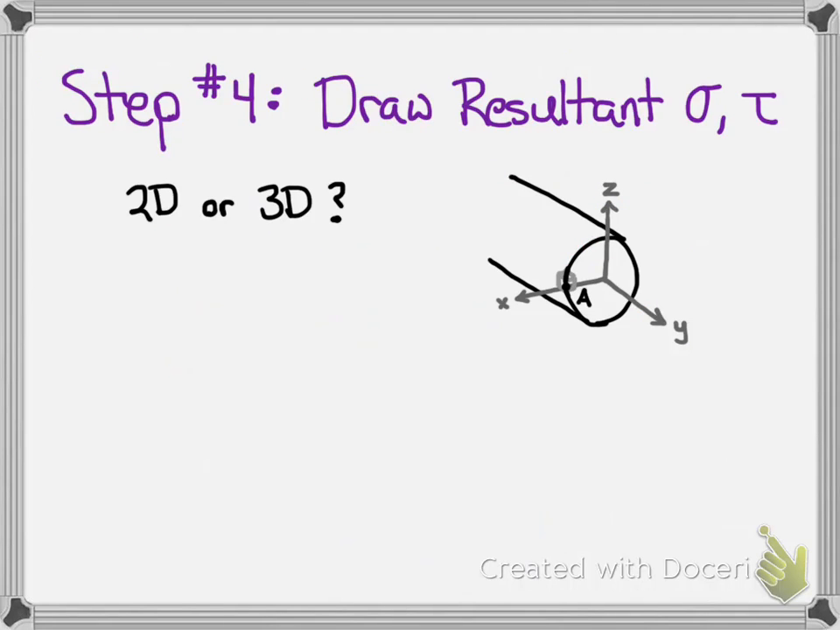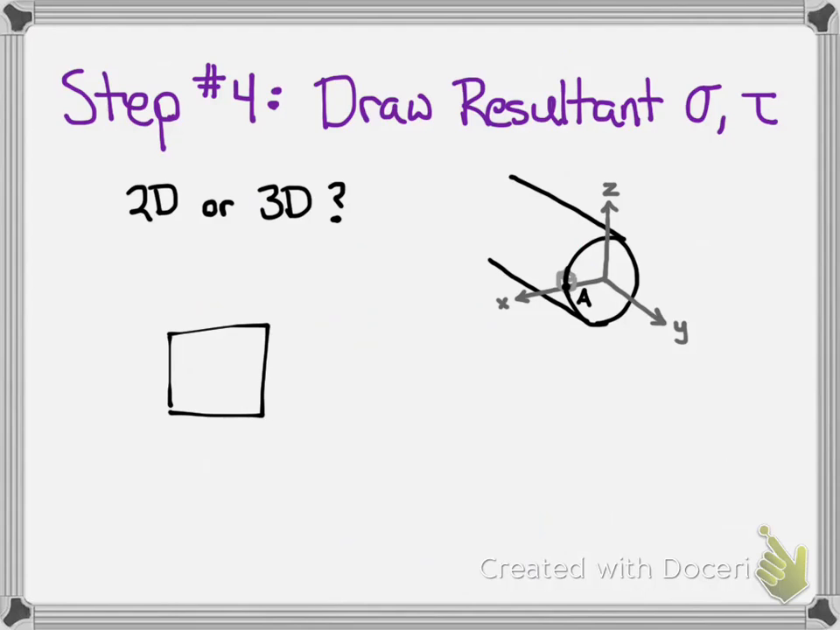So now that we've found our stress values at point A, we want to represent that visually by drawing it on a differential volume element located at that point. So what we have to ask ourselves is, is this a 2D or a 3D stress state? In this case, our normal stress was directed solely along the y-axis, and our shear stress was directed solely along the z-axis. That means that there's only two directions that the stress lies along, which means we can represent it with simply a square rather than a cube.